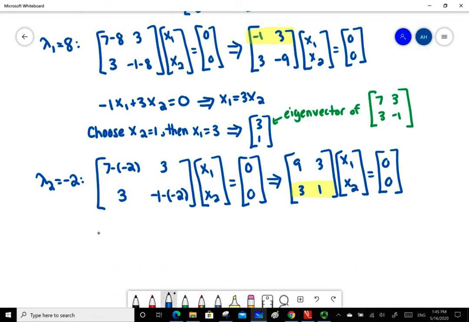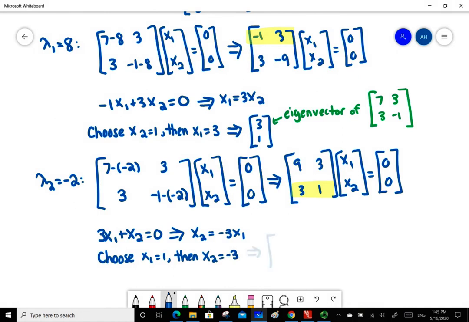The second row tells me that 3 x1 plus x2 equals 0. So this time I'm going to solve for x2 because I can, which shows me that x2 equals negative 3 x1. Choosing x1 equals 1, x2 must equal negative 3, so (1, negative 3), and any non-zero multiples of (1, negative 3) are eigenvectors.